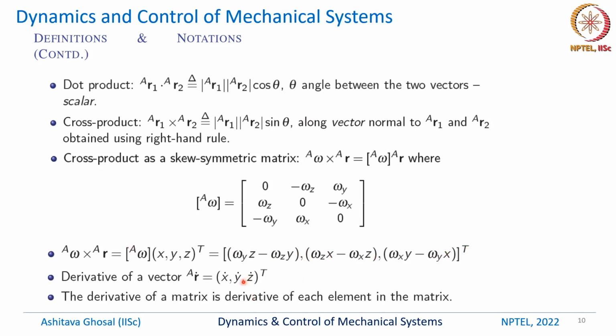The derivative of a vector AR, denoted by AR dot, is nothing but the derivative of each of its components. So it is x dot, y dot, z dot if AR was x, y, and z. The derivative of a matrix is the derivative of each element in the matrix. So we will need to use the derivative of a matrix later on.